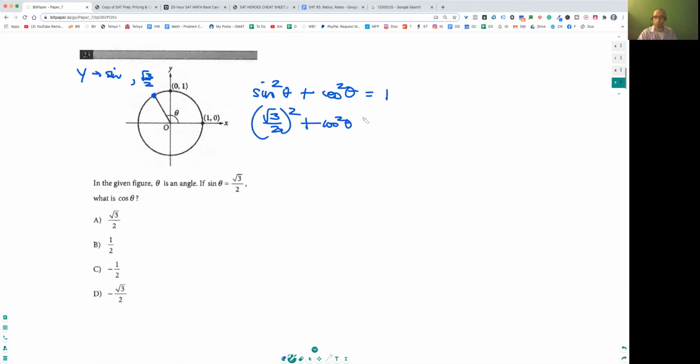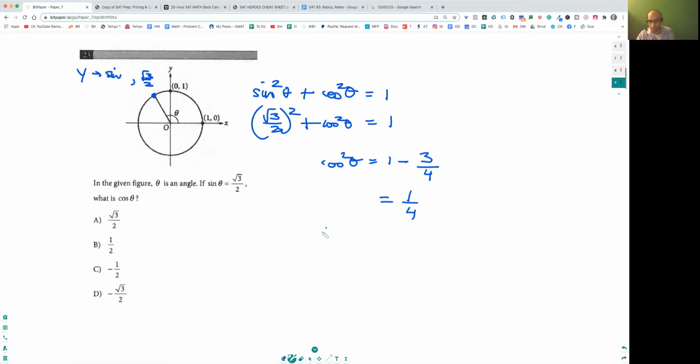And this is for those people who don't know the 30, 60, 90. For those of you who know it, good on you, excellent job. So 3/4 plus cosine squared theta is equal to 1, right? So you bring the 3/4 to the other side, and I'm going to put a negative sign. So now cosine squared theta is equal to 1/4.